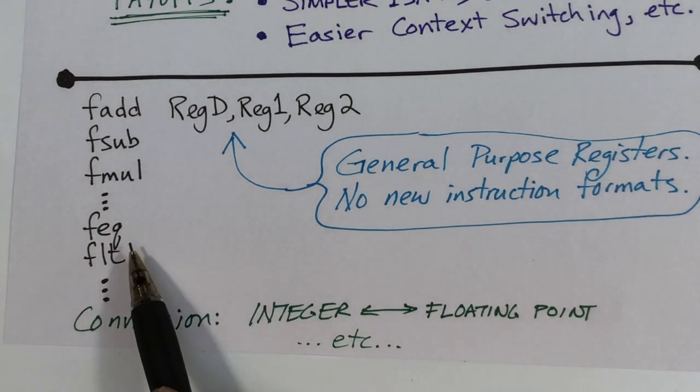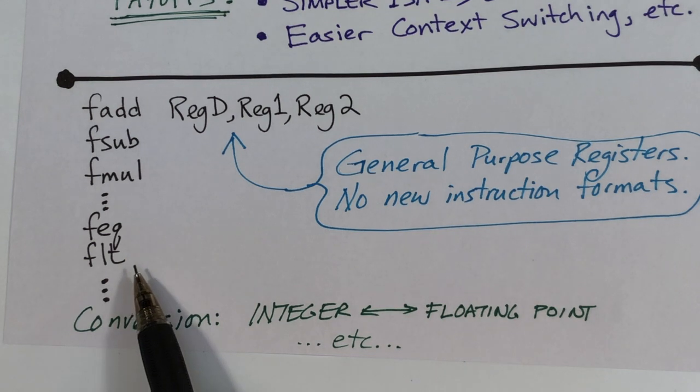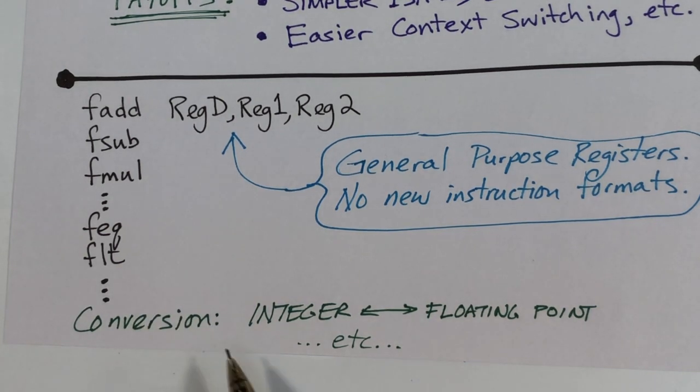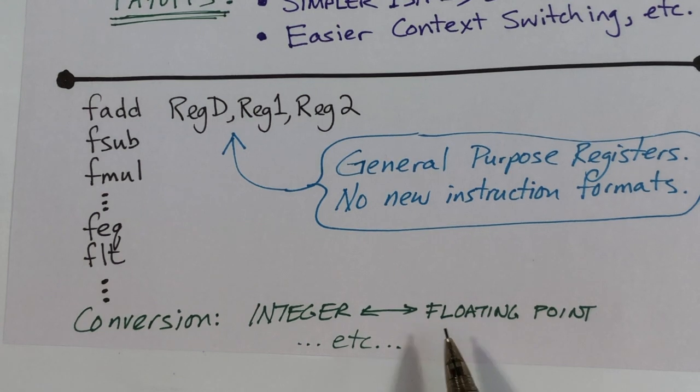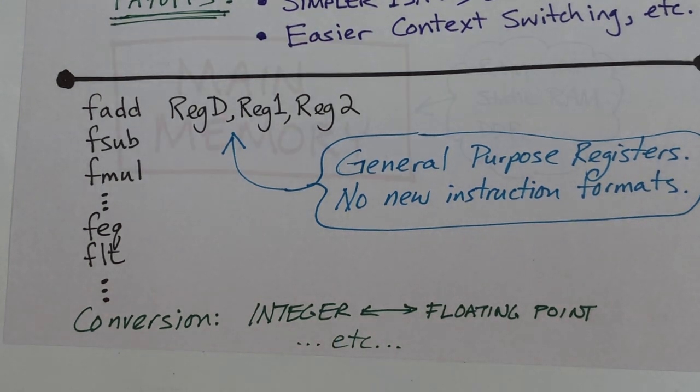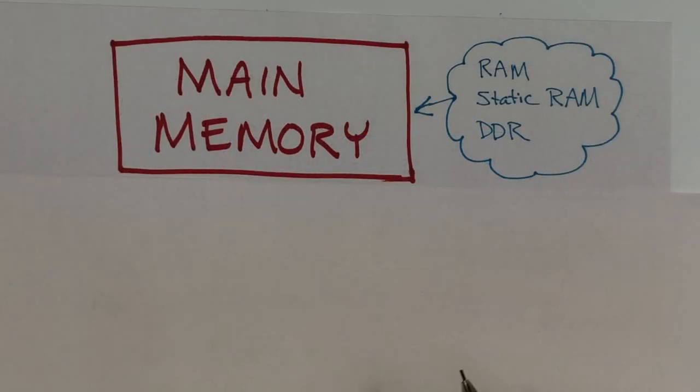We've also got some comparison operators because comparison with floating point is not the same as comparison with integers. In fact, equality itself is not quite the same. So we have to have a separate equal operator for floating point. And we've got some instructions that allow us to convert integers to floating point and floating point numbers back to integer values. Now let's take a look at main memory.